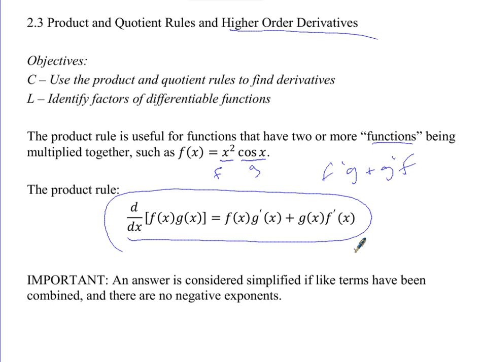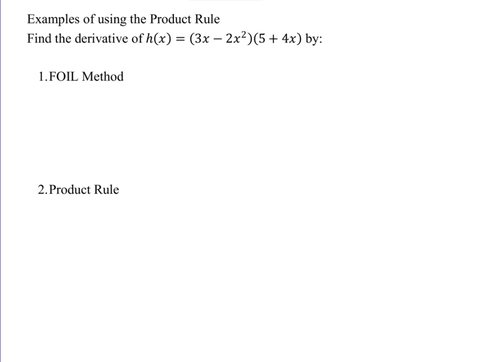Okay, the important note at the bottom. An answer is considered simplified if like terms have been combined and there are no negative exponents. If you meet those two conditions, the answer is simplified. We are going to have simplifying to do with this product rule situation here. I'm not going to derive where the product rule comes from, but it does work every single time, as long as they have two different functions here. So, here we go.